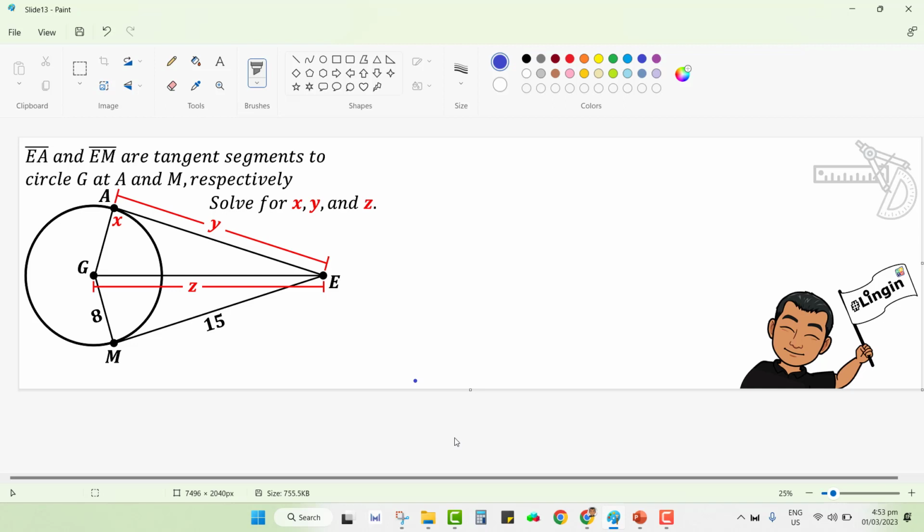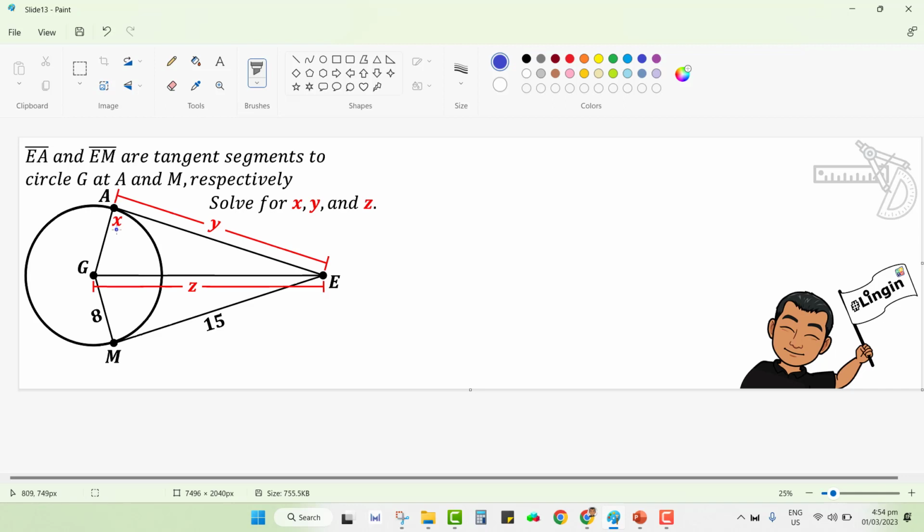In this given example, we are to solve the values of x, y, and z given in circle G. Here, we have this situation: segment EA, or you could also read it as segment AE, and EM, or ME, are both tangent segments to circle G at A and M, respectively. We are going to solve the values of x, y, and z that will be involving all the significant relationships here. So first, let us try to consider what are these notations.